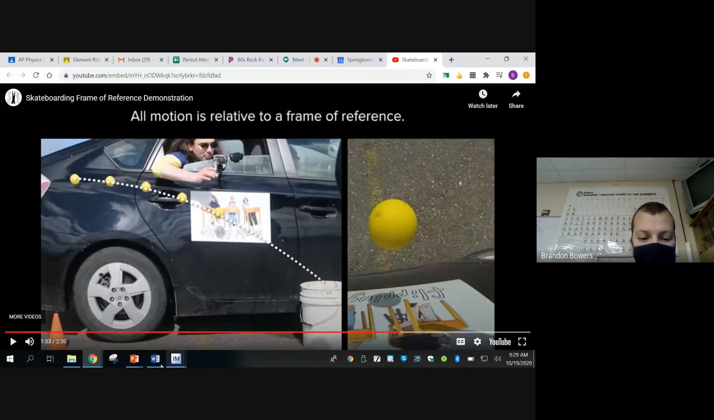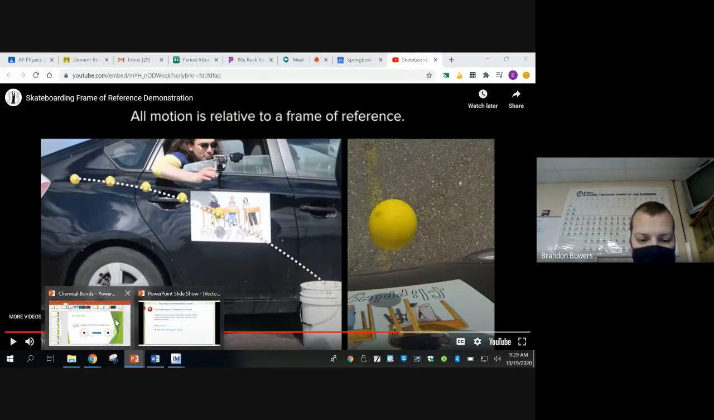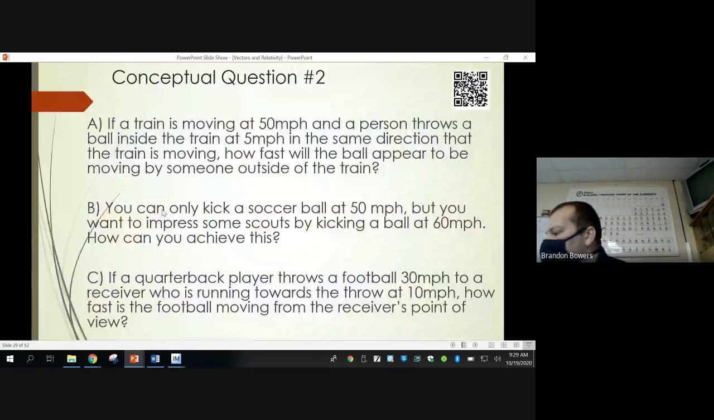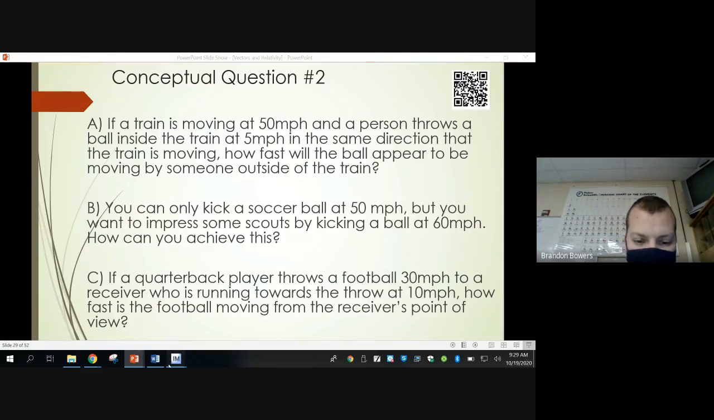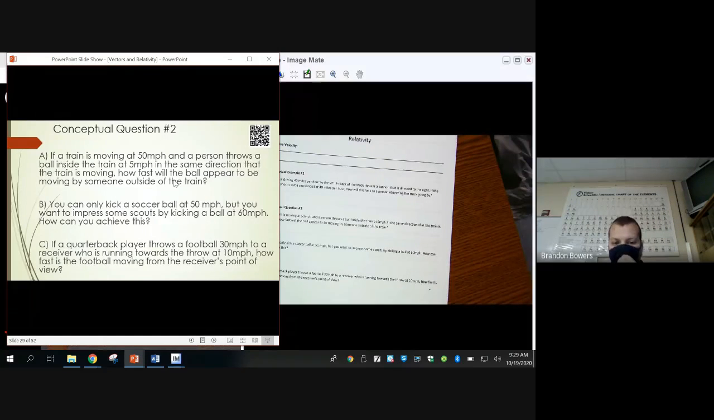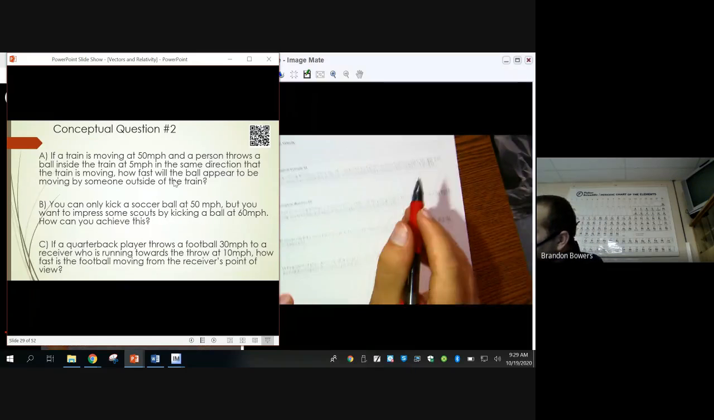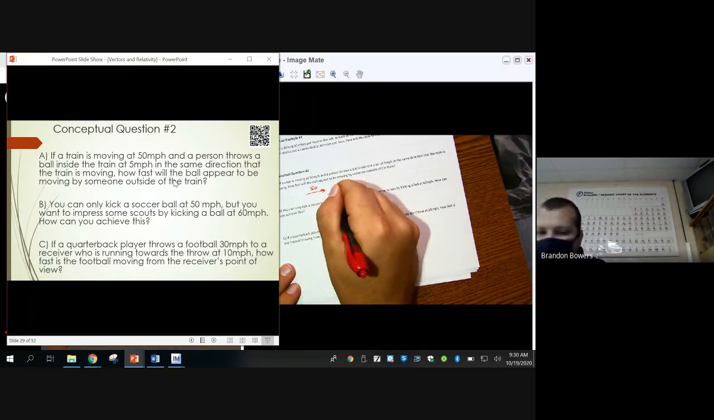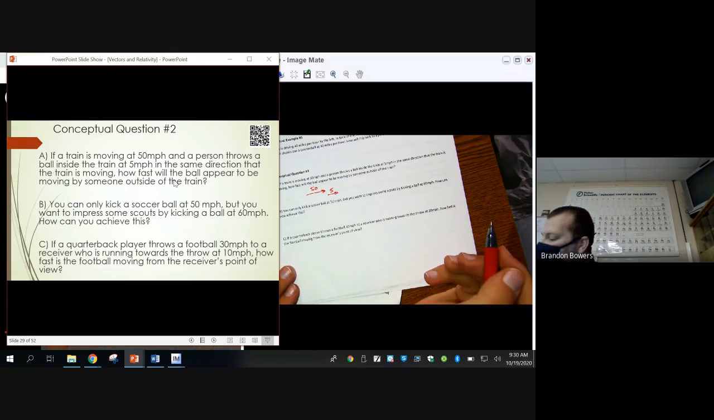All right, so basically it's all about the frame of reference, right? Not too bad. We got that. All right, so let's ask ourselves some questions. If a train is moving at 50 miles per hour and a person throws a ball inside the train at 5 miles per hour in the same direction that the train is moving, how fast will the ball appear to someone moving outside the train? If the train is moving at 50 miles per hour and someone throws a ball the same direction at 5 miles per hour, how fast will it look?